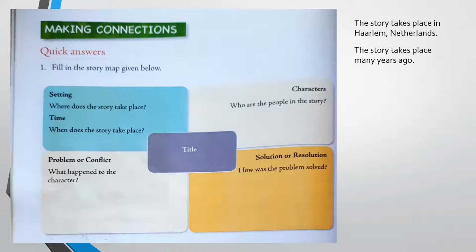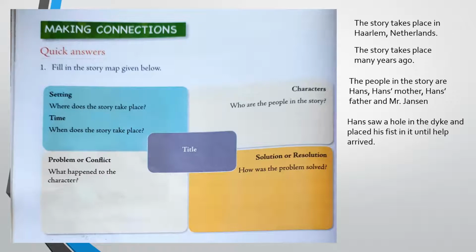What about the characters? Who are the people in the story? The people in the story are Hans, Hans's mother, Hans's father, and Mr. Jansen. What about the problem or conflict? What happened to the character? What happened to the main character, Hans? Hans saw a hole in the dike and placed his fist in it until help arrived.